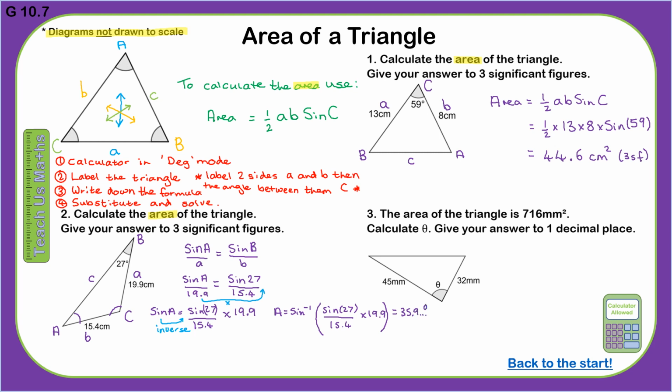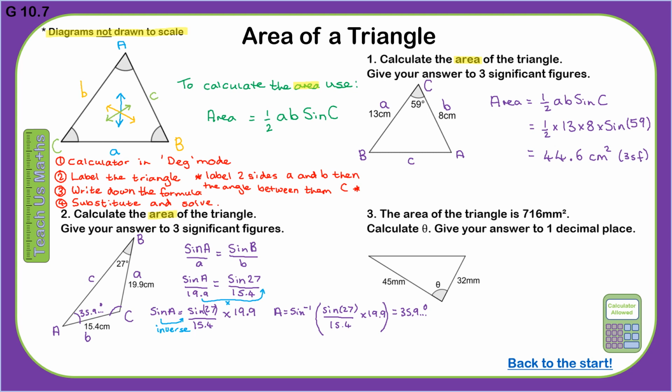Now it's really important here, because this is not our final answer, we need to keep that entire number in the calculator display. We're going to use the full number for A and not round it yet. And now what we can do is use this to calculate C, because we have got two angles in our triangle, and we know that angles in a triangle add up to 180 degrees.